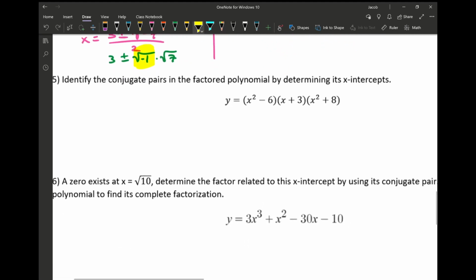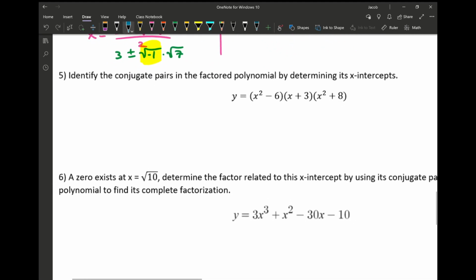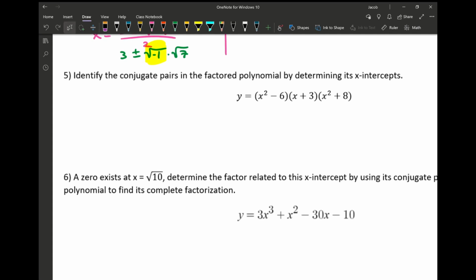All right, and then with number 5, we're diving a little bit more into this idea of conjugate pairs. And with x squared minus 6 times x plus 3 times x squared plus 8, we can determine its x-intercepts. That's not so hard. So we'll go throughout this whole thing.